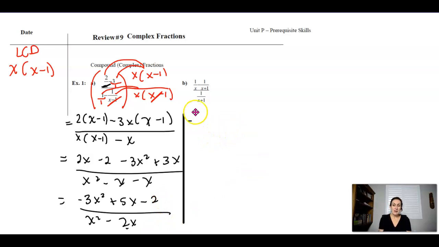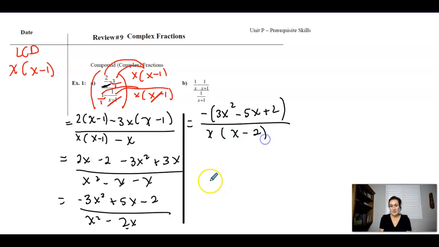From there, I'm going to jump up here, and we are going to factor that negative out of the numerator since I don't want a to be negative. So now we get 3x squared. If I factor the negative out, then it's subtract 5x. Factor the negative out, so it's plus 2 over x times x subtract 2.